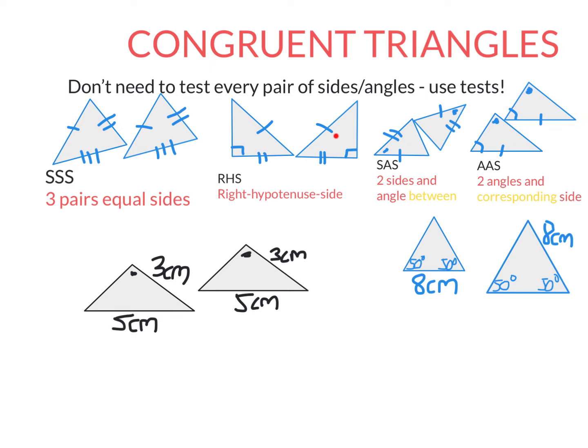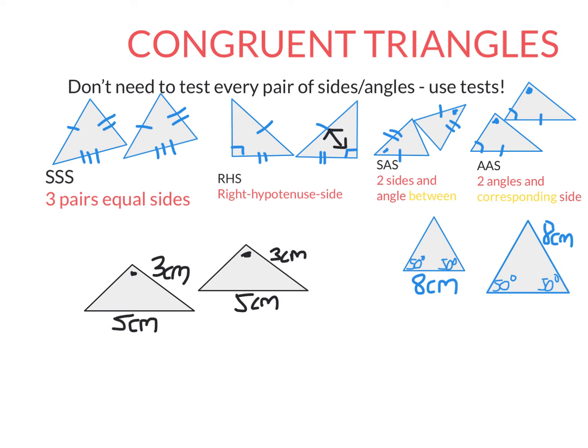The second test here is RHS, right angle hypotenuse side. So if you have two right angled triangles, their hypotenuses are equal, and another pair of sides is equal, then they must be congruent. Note, the hypotenuse of a right angled triangle is always the longest side, and it faces, or is opposite to, the right angle. Remember, we said in a previous video that the longest side of a triangle is always opposite the largest angle. So the hypotenuses here are equal, a pair of sides is equal, they're both right angled, so they are congruent by the RHS test.